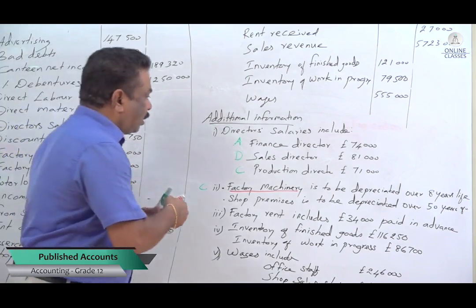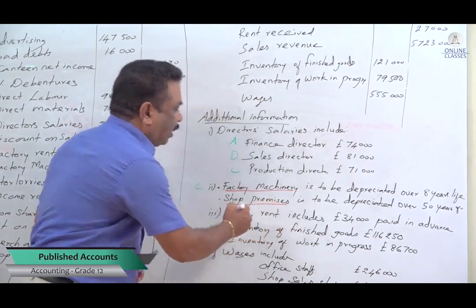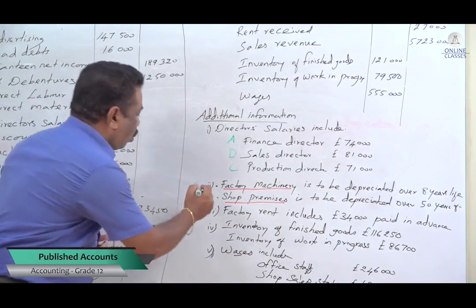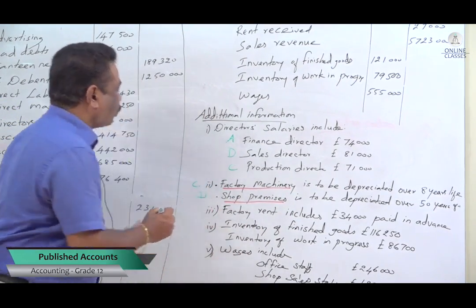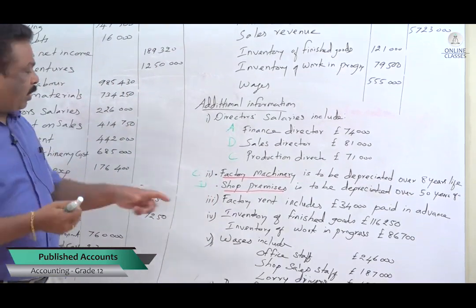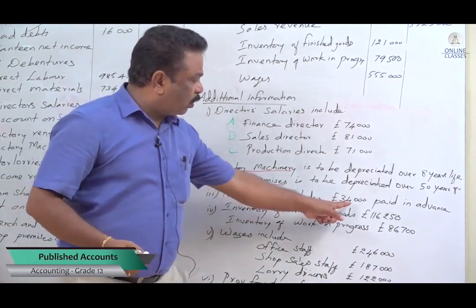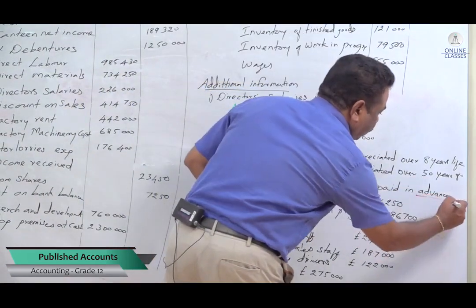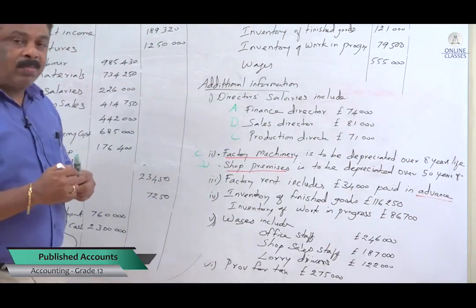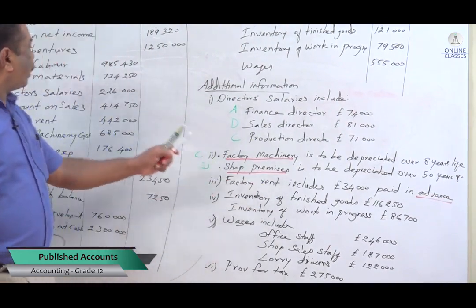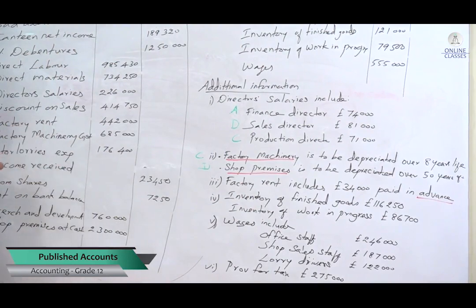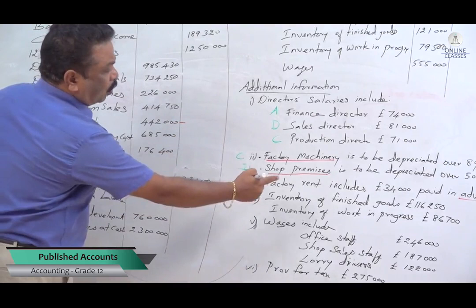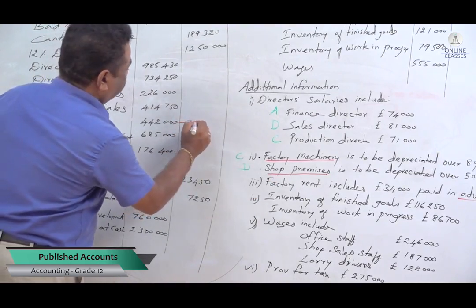Next, shop premises. It is related with the selling area, the distribution part. Therefore, we will write under distribution. Next, factory rent includes 34,000 paid in advance. So it's an advance payment, and advance payment should be subtracted. Therefore, we will go to the factory rent over here. From this factory rent, you should minus the particular amount, 34,000.